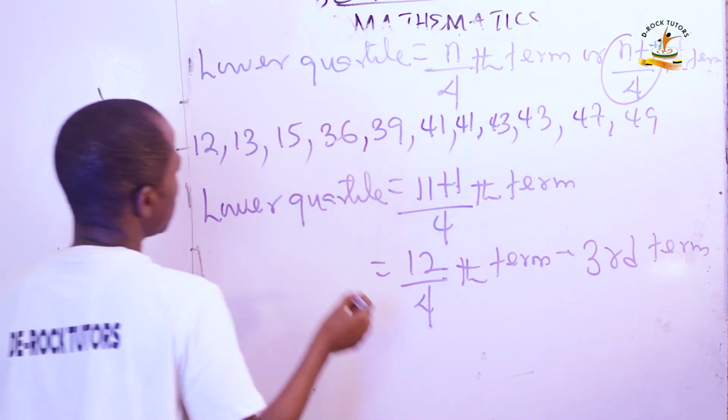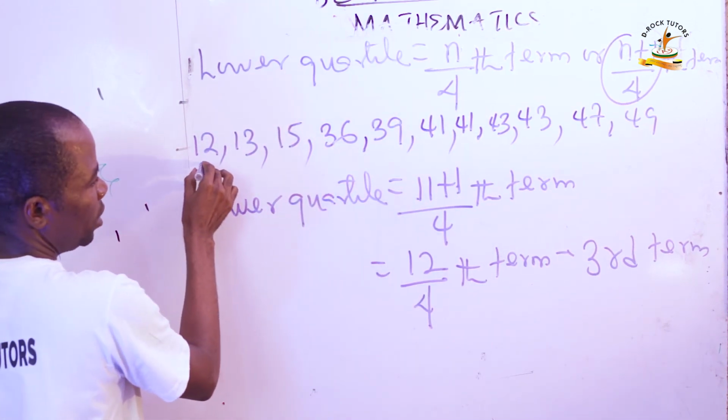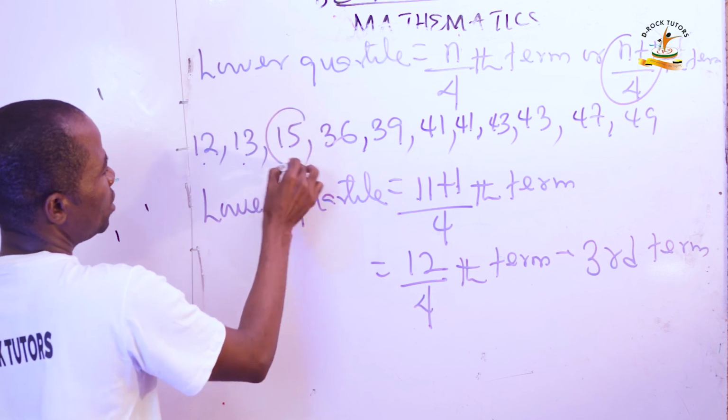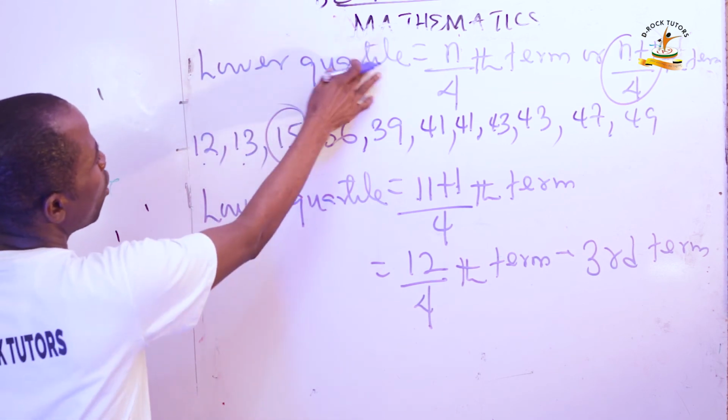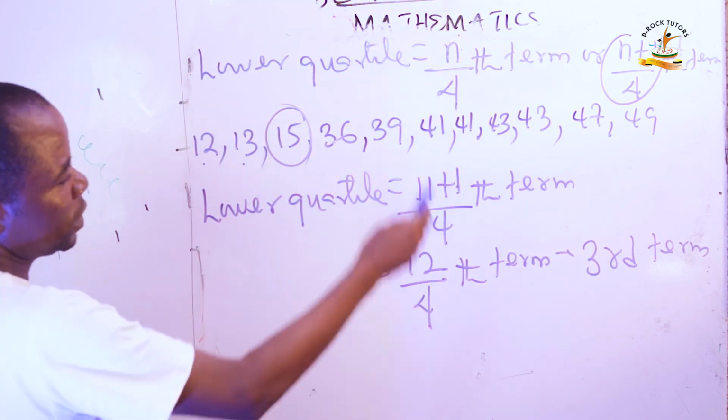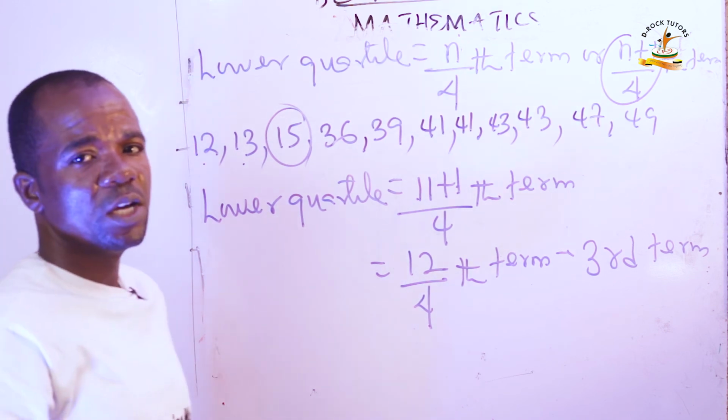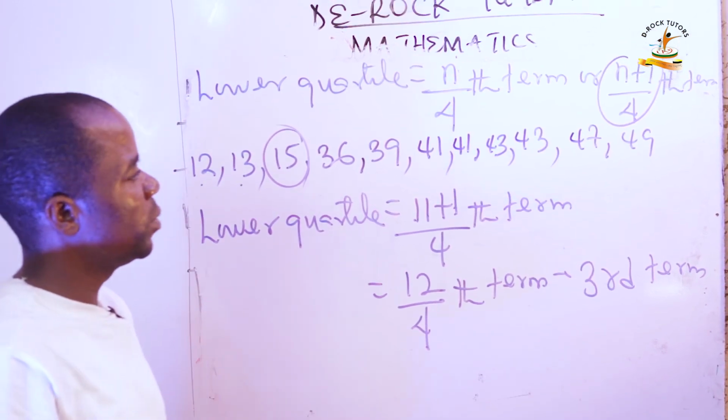So what we have to do is come back here. This is the first term, this is the second term, this is the third term. So the lower quartile here is 15, and that is our option C. Let's go to number 39.